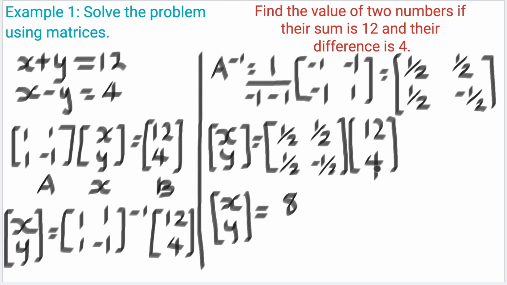So 6 plus negative 2 gives you positive 4. So this is the solution of this system of equations. And we can try and see if we can check and see if these values are the actual answers. 8 plus 4 is 12. So that is correct. 8 minus 4 is 4. And so that means that 8 and 4 are the solutions.